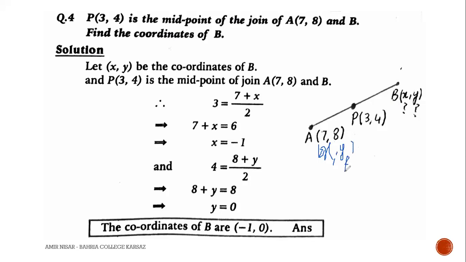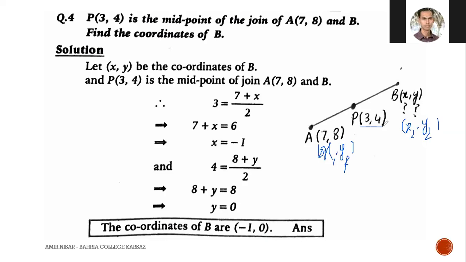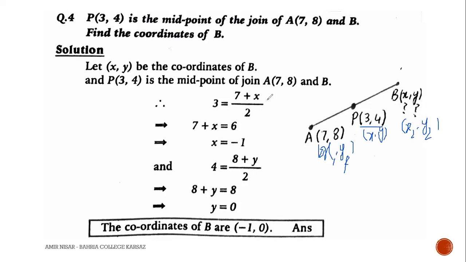Right here is x1, y1. From the second endpoint of the line segment, we consider x2, y2, and the middle point is P. And we have taken x and y coordinates for the point of division. The midpoint also divides the line, so we consider x, y for the point of division. As it is mentioned in the question that this point P is the midpoint, we are going to use the midpoint formula.